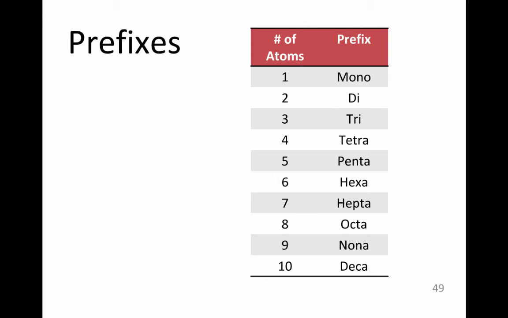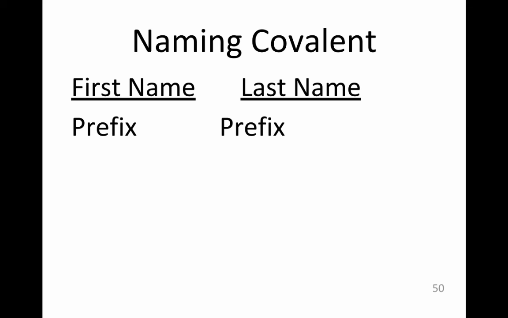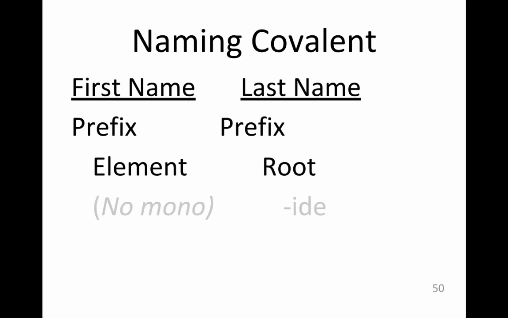So this is your list of prefixes, 1 through 10. They're the same as they are for polynomials and polygons in math, except 2 is di instead of bi, and 4 is tetra instead of quad. Otherwise, they're the same as they are in math. So when you name a covalent compound, every covalent compound starts with a prefix, and then the element for the first name or the root of the element for the last name. Remember, first names cannot start with mono and last names always end in -ide.